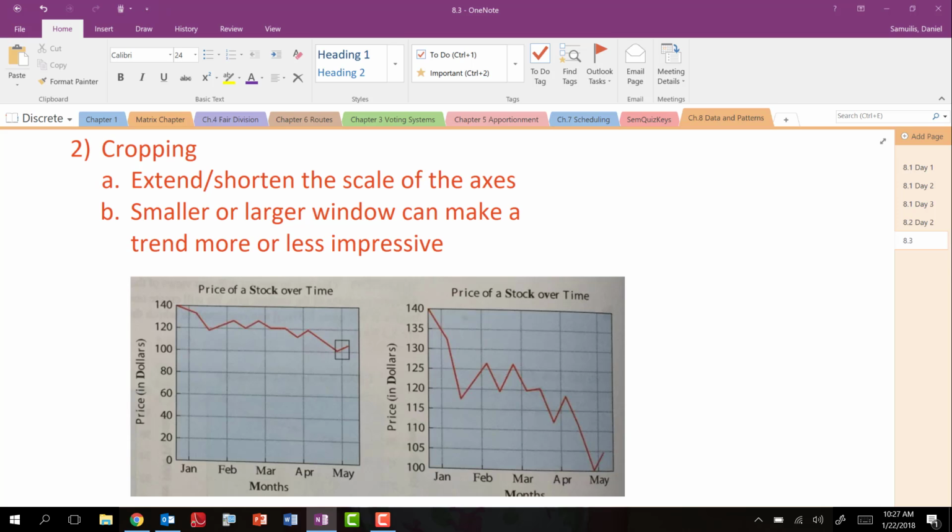A smaller or larger window can make a trend more or less impressive. One example that I pulled as a picture out of the book was the stock price of a particular stock, nothing specific, starting at 140 in January. By May, it dipped to 100 and then started rising a little bit. Actually, that is a pretty significant loss. The first hour we calculated the percent loss from 140 to 100. We found out it was almost 30%, like 29%. That is a significant loss in value in a short amount of time. So maybe the one on the right should be used, because if you own that stock, you're taking a real big hit. Real big hit.